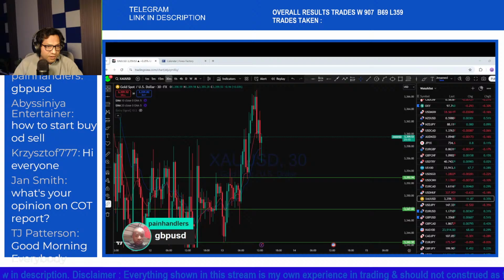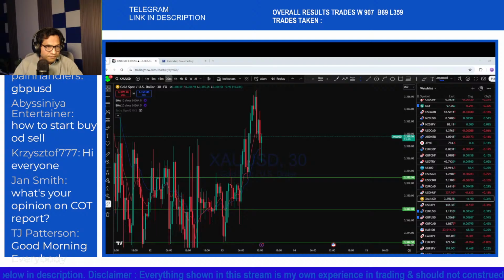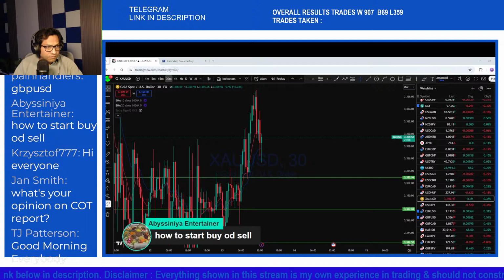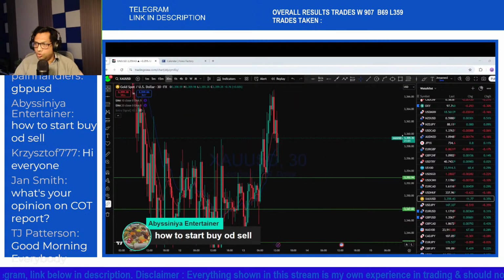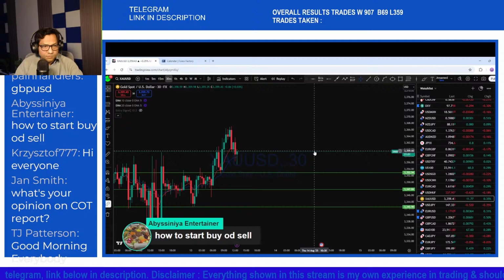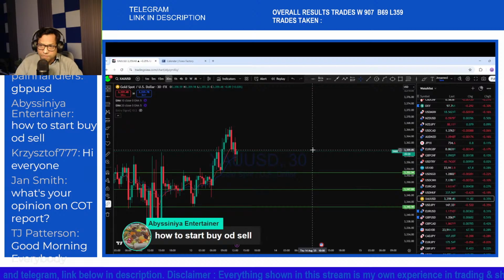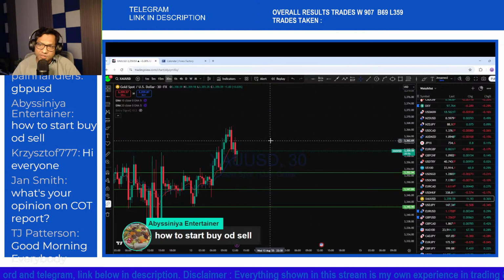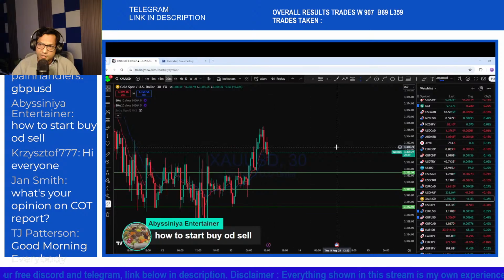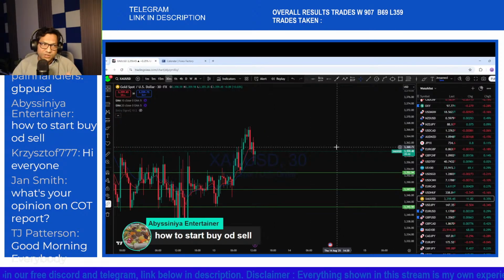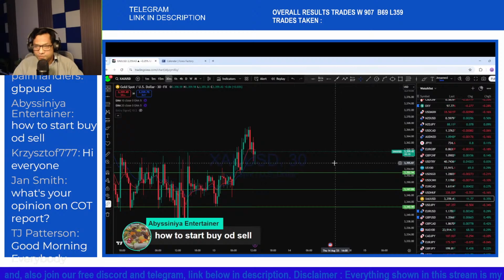How to start buy or sell? You mean when to buy or sell? I believe this is what you mean, right? So for the buy or sell, you need to understand the market structure and the price action. This is the first question that every trader asks when they begin, especially a beginner or an intermediate trader: when to buy or when to sell.